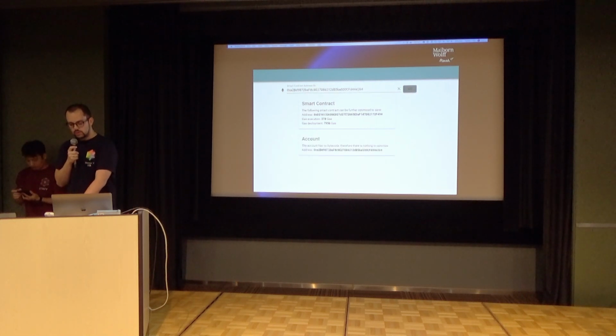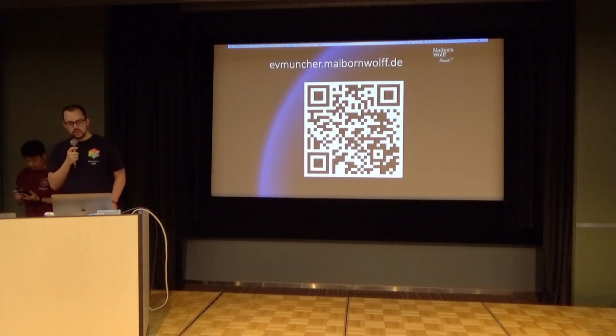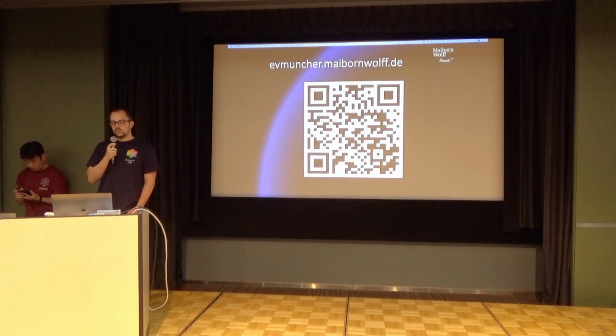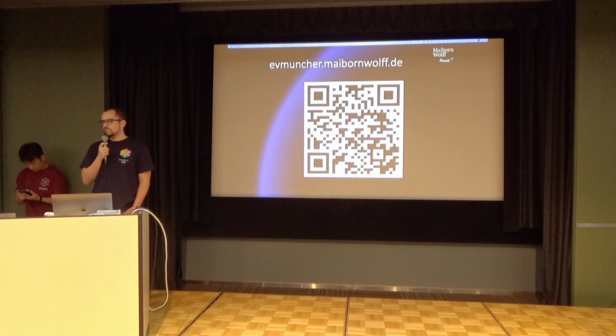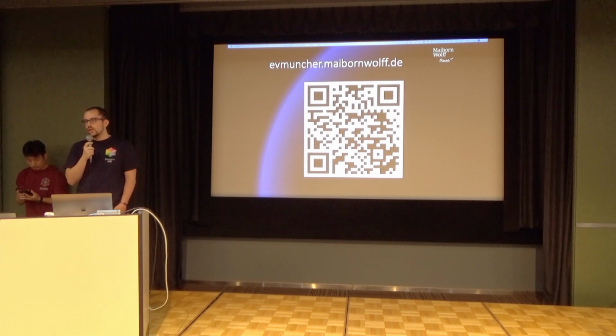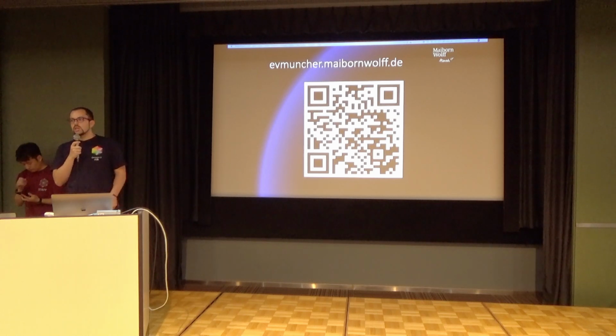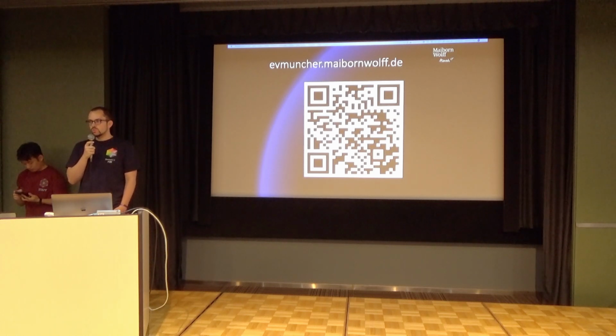You might ask, where do I find this tool? You can find it under evmmuncher.myonvolve.de. Here's the QR code if you want to test it out. It is also on GitHub, under myonvolve. So feel free to extend this tool if you know any more anti-patterns, or if you know how to make this tool even better. Feel free to contribute and make use of it. Thank you.